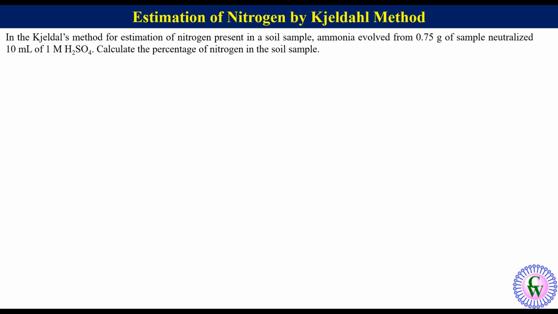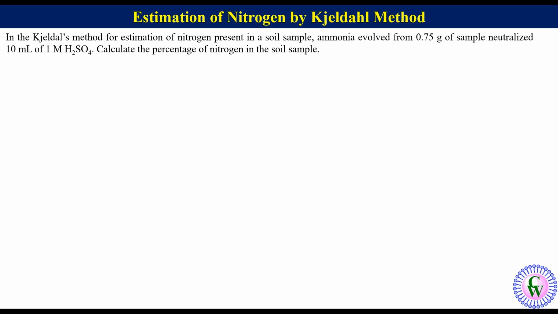Question number 2. In Kjeldahl method, for the estimation of nitrogen present in a soil sample, ammonia evolved from 0.75 gram of sample neutralized 10 ml of 1 molar H2SO4. Calculate the percentage of nitrogen in the soil sample.